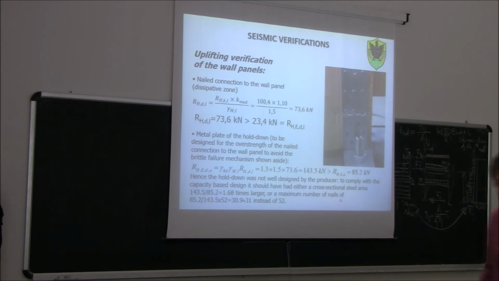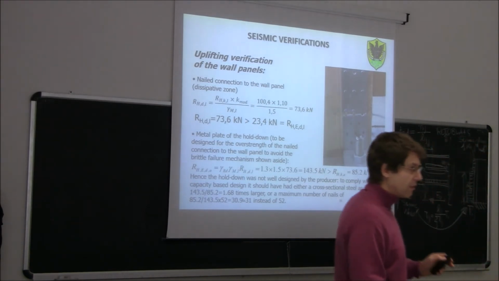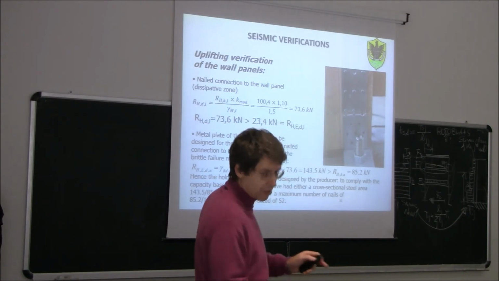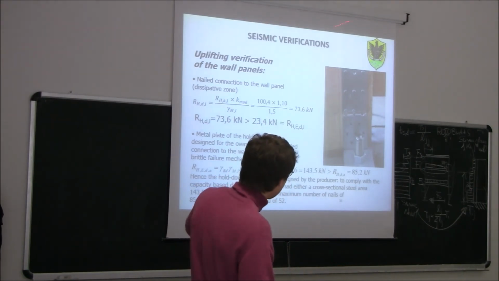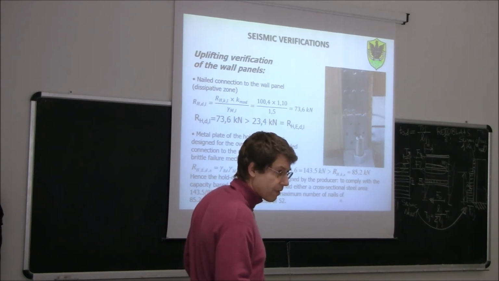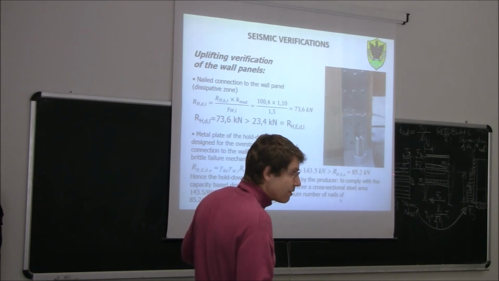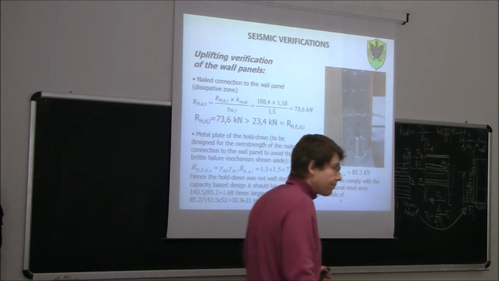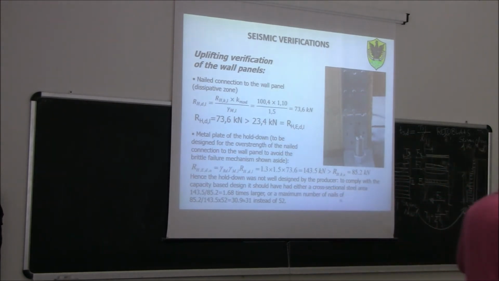If I use only 31 nails, the system works because it is less strong, so at least less strong on the connection side, meaning that this connection can plasticize before I have this kind of failure. Instead, if I use too many nails, they will remain elastic and we will have a failure like this. Okay? Why was this hold down not well designed?